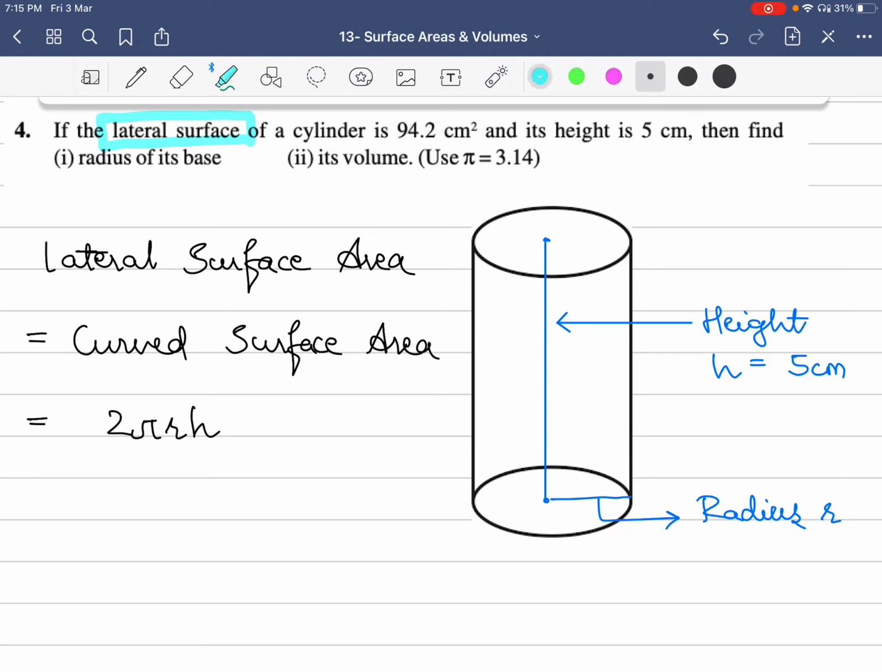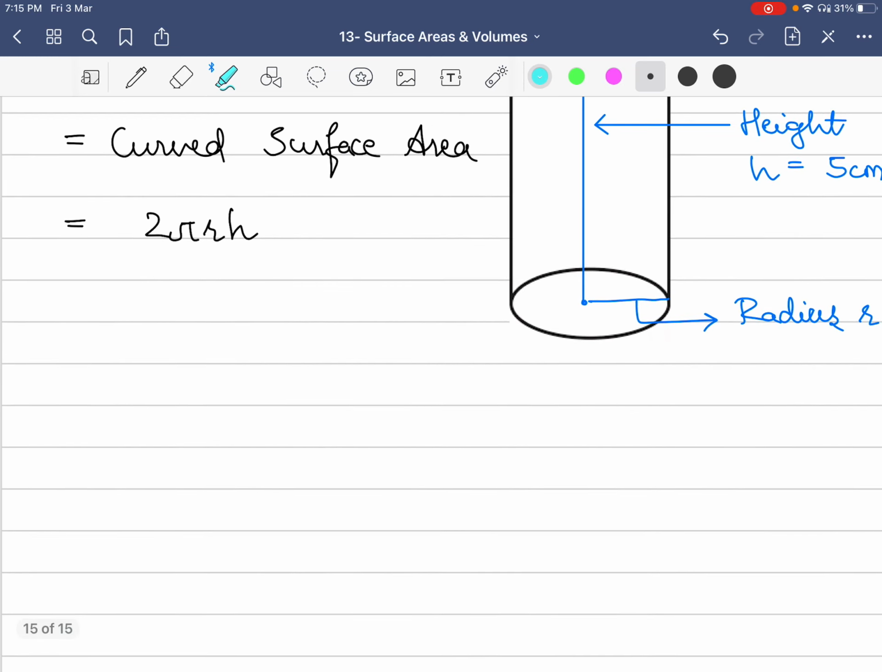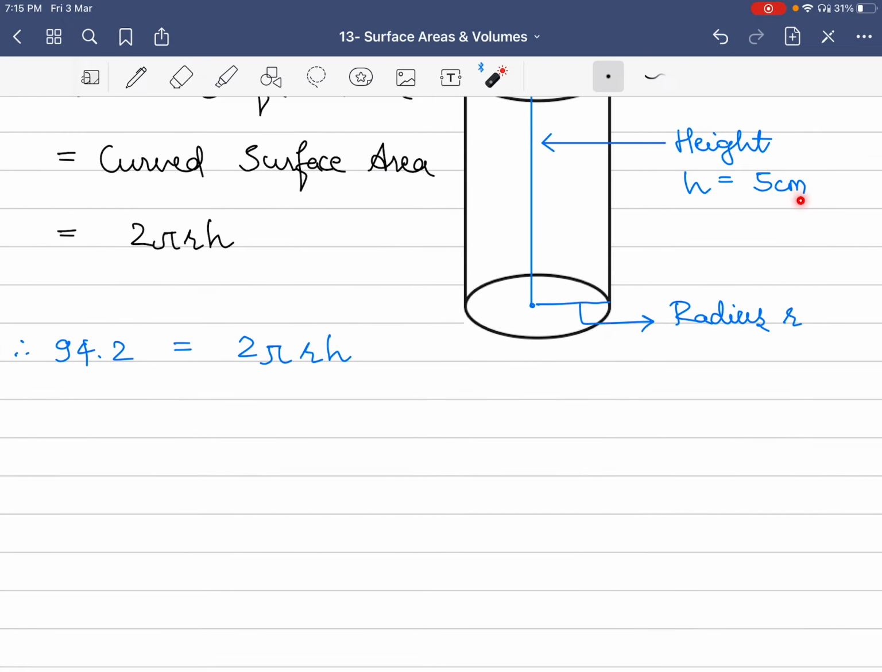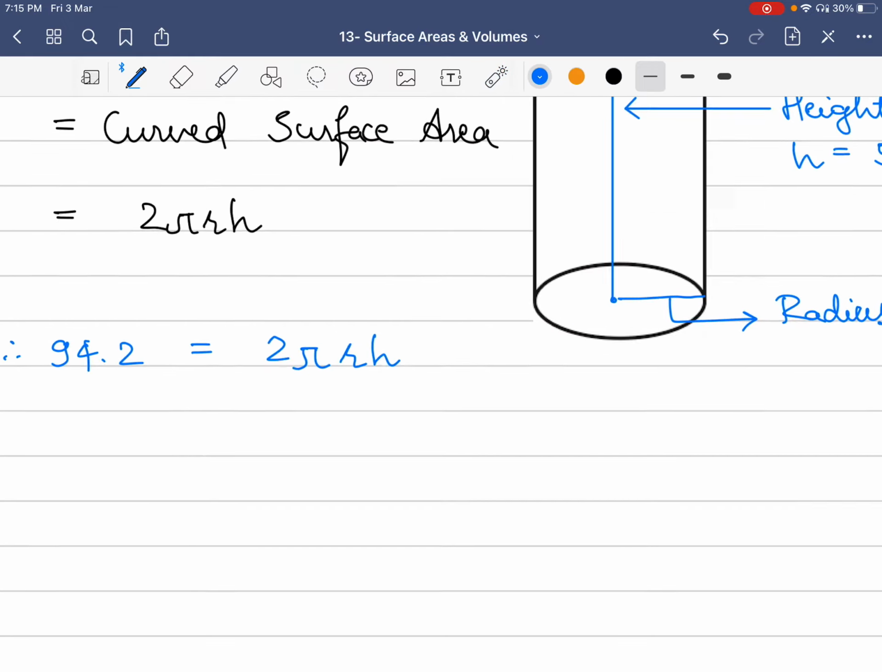However, the value is given to us. So this is the value 94.2. So we are just going to substitute this value here. So let's begin. Therefore, we are going to get 94.2 is equal to 2 pi r h. Now, we know the value of h. Here is the value of h, 5 centimeter. So let's do all the substitutions.